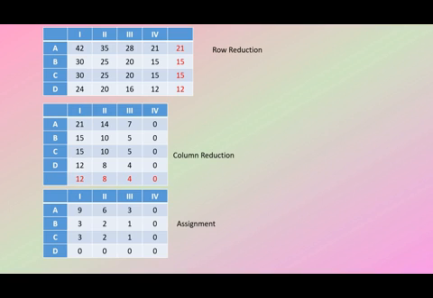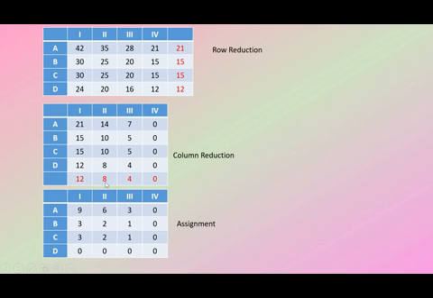For this cost matrix, we need to apply column reduction. Why are we applying column reduction? Because all columns do not have zeros. See, after row reduction, I got at least one zero in each row, right? I have got zeros in all the rows, but in all the columns, I don't have zeros. So I'll have to perform column reduction.